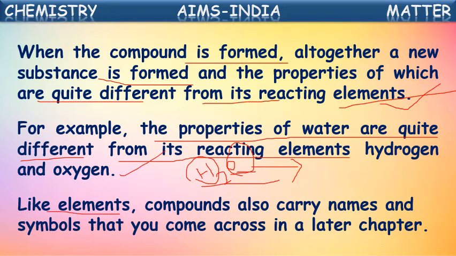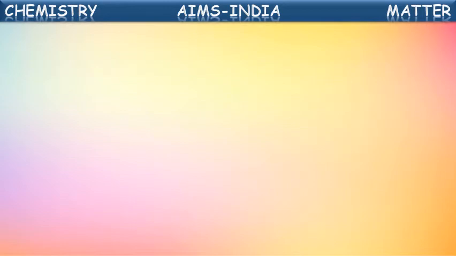Like elements, compounds also carry names and symbols, which you will come across in a later chapter. Yes, every compound will have its name. For example, H2O is water. Its molecular formula is H2O. Every compound will carry different names and different symbols. That we will learn later.